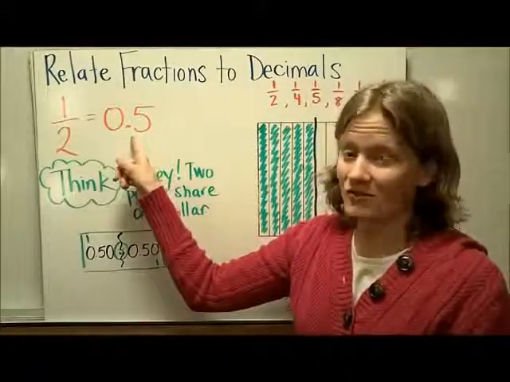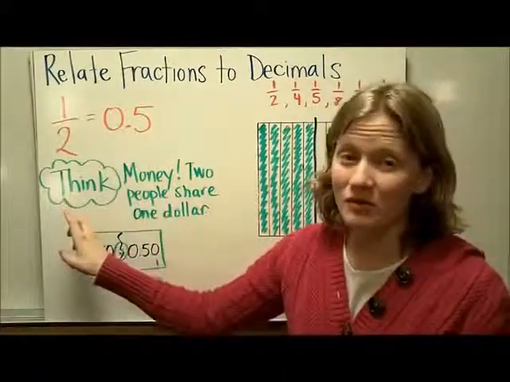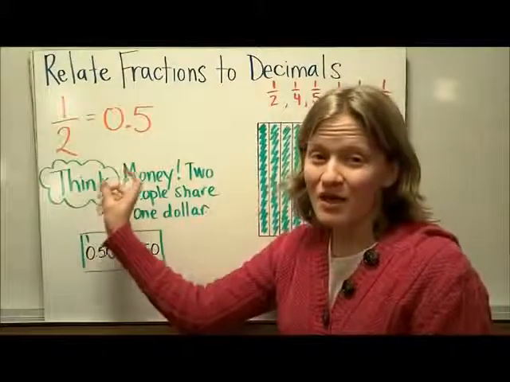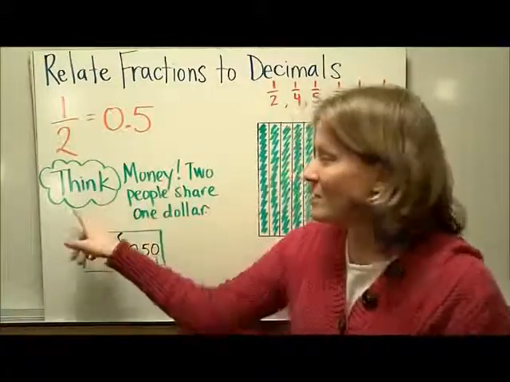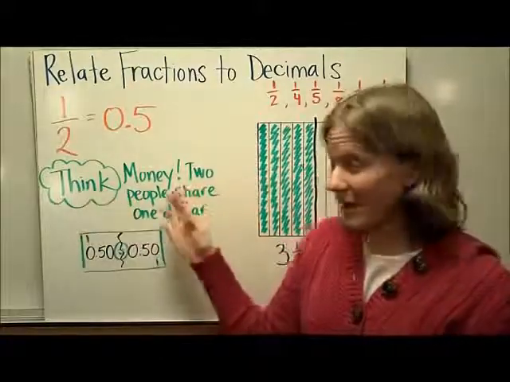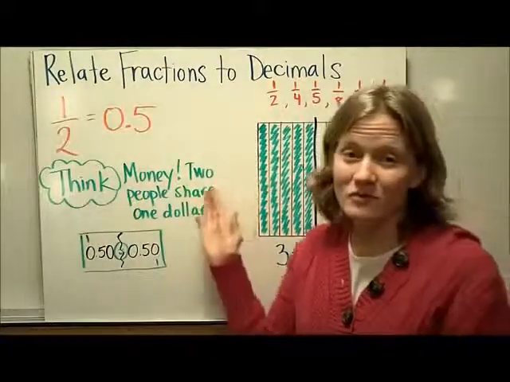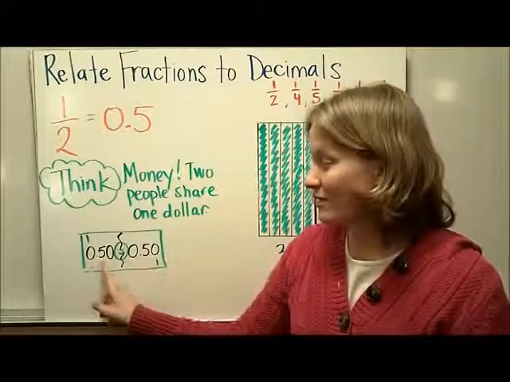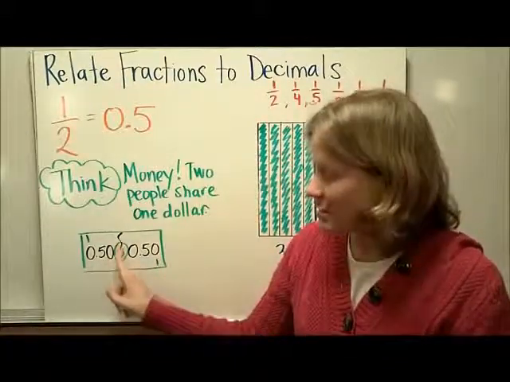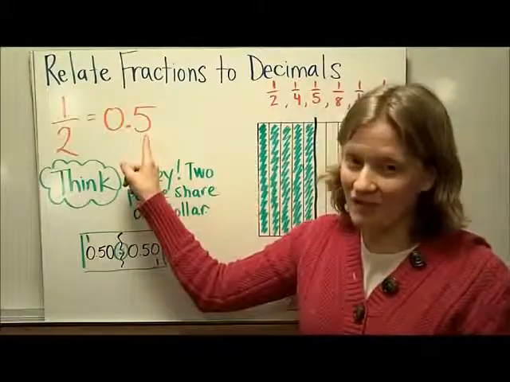Its equivalent decimal is 5/10. For each fraction, I'm going to give you a strategy, something to think about so that you don't have to just memorize them. So for 1/2, let's think about money. If 2 people share $1, then each person will get 50 cents. And we know that 50 hundredths, you can just take away the 0, is the same as 5/10.